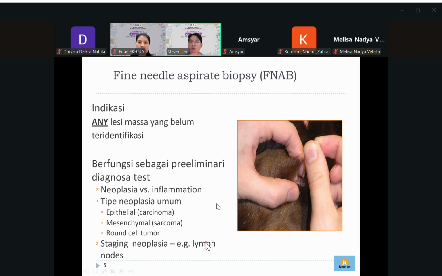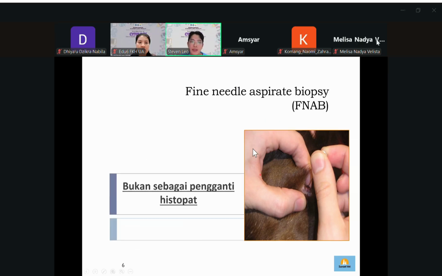Let's say you want to take a sample from the lymph node, and you stick your needle in just to see what's going on there. Is there any spread from the mass that you suspect? Like that one. The thing you have to remember is that fine needle aspiration is not a replacement test. You still have to go with the biopsy.